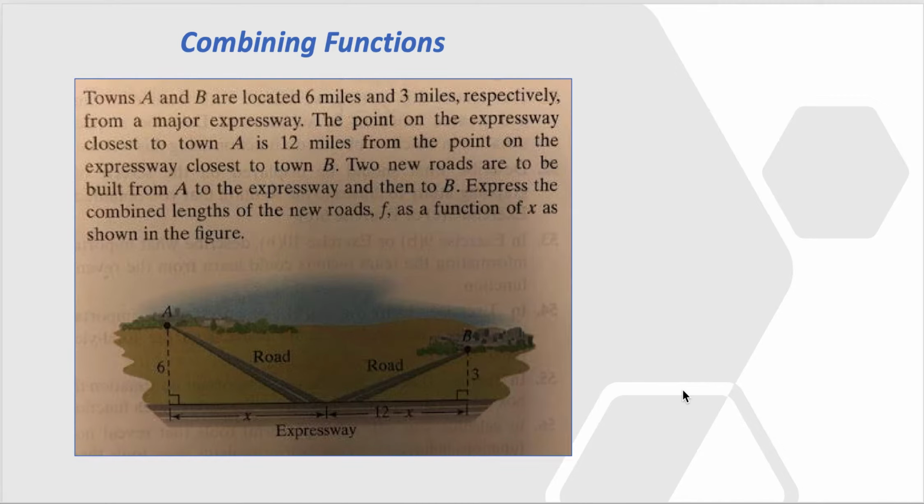Here is an example. Towns A and B are located 6 miles and 3 miles, respectively, from a major expressway. The point on the expressway closest to town A is 12 miles. So in this, if we are looking from here to this point here, it is 12 miles. And two roads are to be built from A to the expressway and then to B. Express the combined length of the new roads f as a function of x, as shown in the figure.